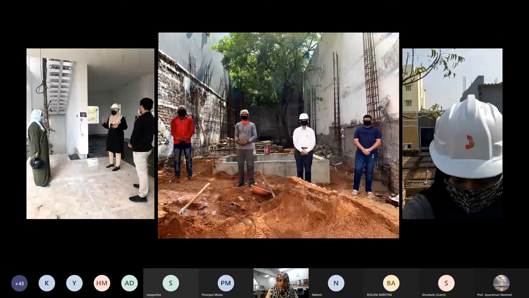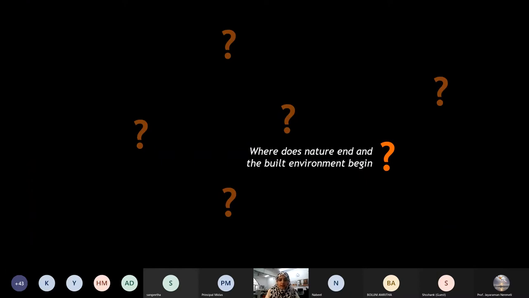After the lockdown was lifted and construction activity resumed, we are back on site with all of the safety precautions and all of the things that are required. And then we've started the Studio to Site program once again, directly on site, in our sites in Hyderabad.